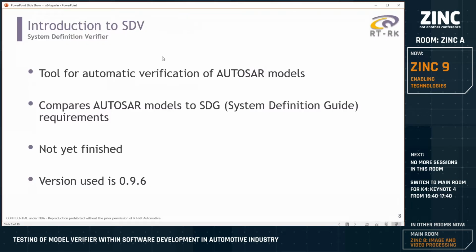So what is the SDV? The SDV, or System Definition Verifier, is a tool for automatic verification of AUTOSAR models. It compares these models to requirements defined in its system definition guide. It is important to note that the tool itself is not yet finished, and the version we used for testing was version 096.